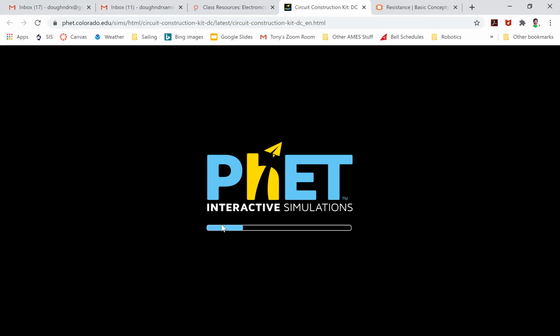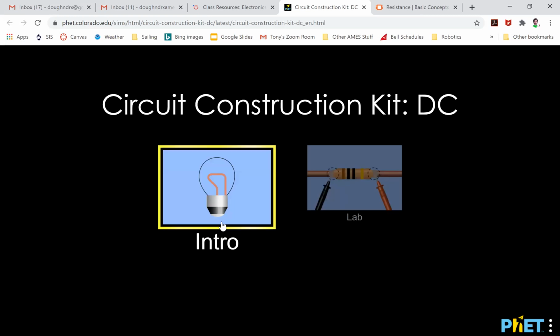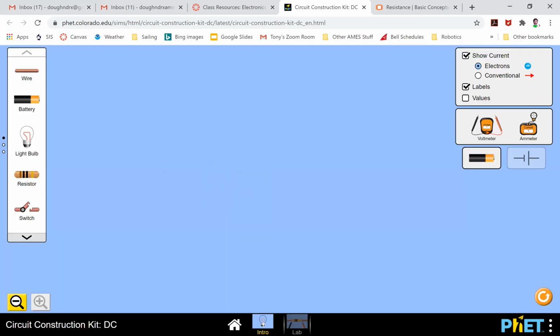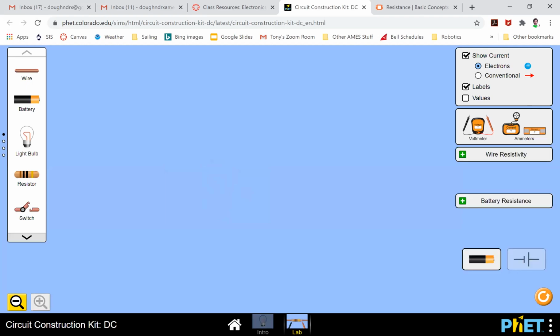It's a software simulator, and we're going to be using this a lot. Now you see we have two options. We have intro and we have lab. If we click on intro, we get this. And down at the bottom here, if we go to lab, you'll see there's not much difference. The only thing that's different is with the lab, you have an extra tool over on the right here. If we're in the lab, we have it, whereas if we're in the intro, you'll see we don't have it. Other than that, intro and lab are basically the same.